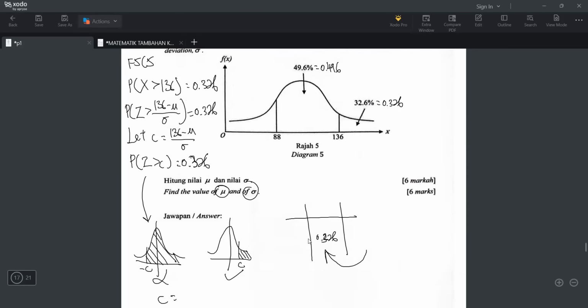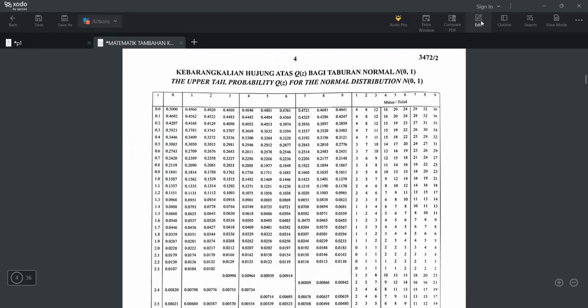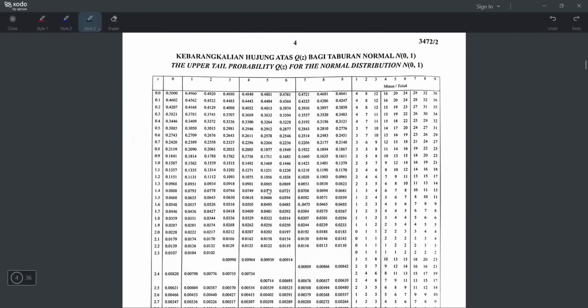But you have to read from the inside. It means you have to go inside and find it. Not read from the outside, read from the inside. So let's go inside and look for 0.326 or more. So 326 or more. 3332. Oh, here 3264. The next one is like 3228. That one is smaller already.